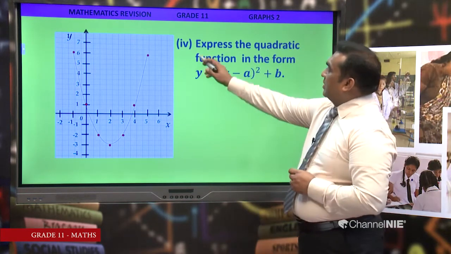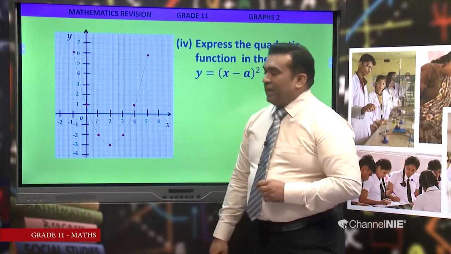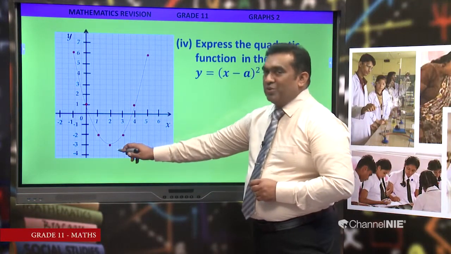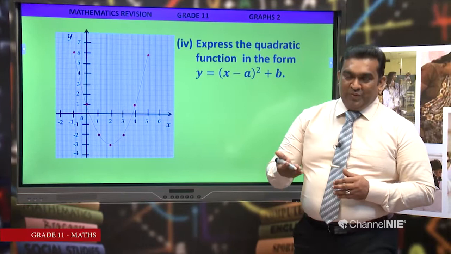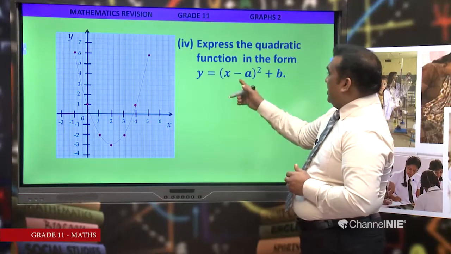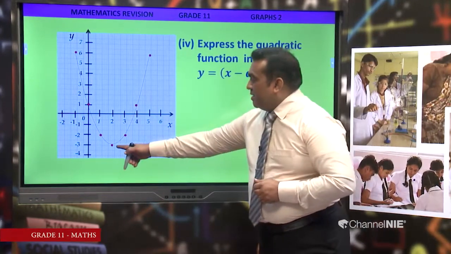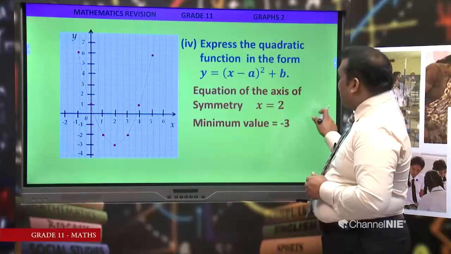Okay. Now, part 4: express the quadratic function in the form y equals (x minus a) squared plus b. Can you remember in our last question, we found the equation of the axis of symmetry, x equals 2, and the minimum value is -3.